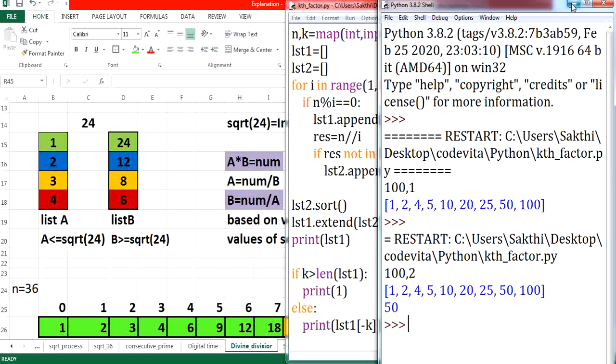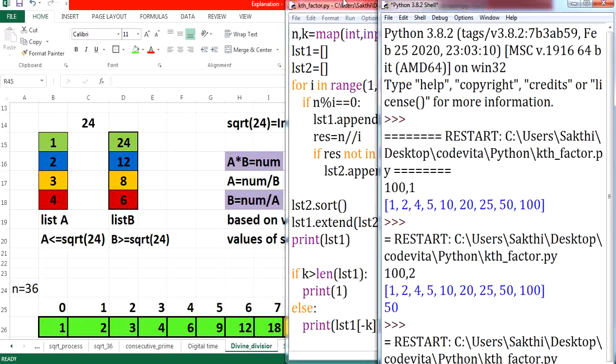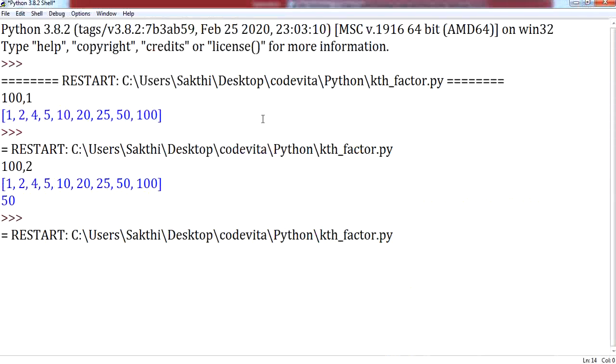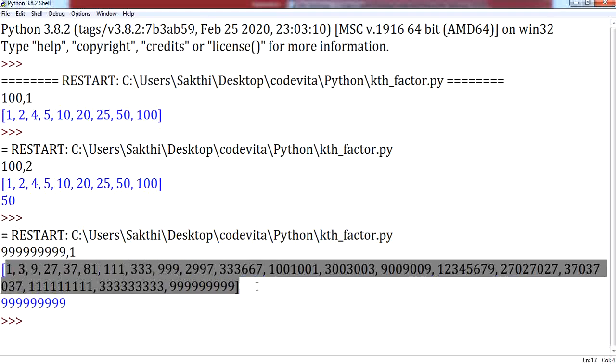So let me check for a higher value. We are concerned about the constraint, right? Your constraint is of 9 nines. If your input value is 9 nines, what could be the speed of execution of your program? 1, 2, 3, 4, 5, 6, 7, 8, 9. And let me give you the first largest factor. Here you can notice that these are the factors of 9 nines and this is your first largest factor. Is that clear? It executes within a fraction of a second. Since you are going to execute only till the square root of the given number, your execution speed is so fast. Clear? I think I made you clear about this program.